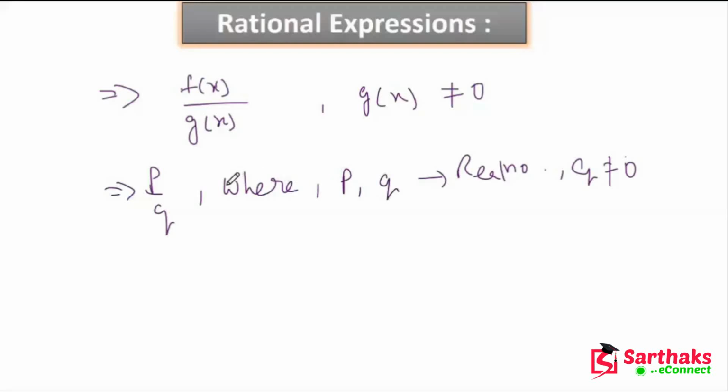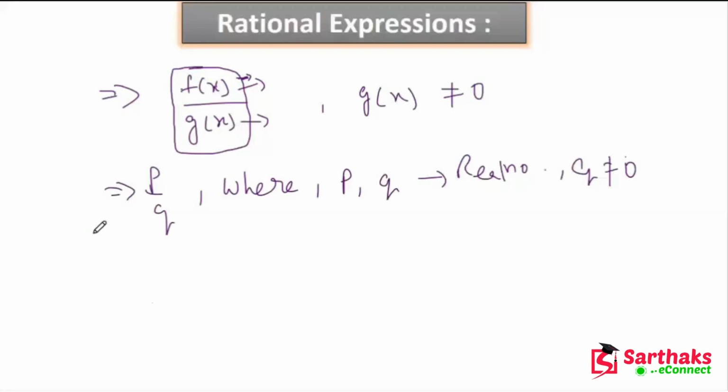Similarly, for any rational expression like f of x upon g of x, f of x is the numerator and g of x is the denominator, and f of x and g of x are polynomials, in which f of x upon g of x need not be a polynomial. It is not necessary that the result of f of x upon g of x is a polynomial. Okay, I hope you get this point.